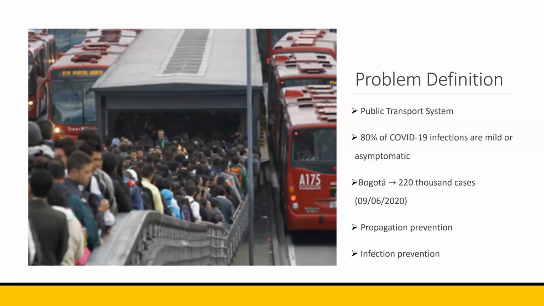In the picture, you can see how a high agglomeration happens in the public transport of the city of Bogota. Considering that 80% of COVID-19 infections are mild and asymptomatic, and that Bogota has the highest rate of infections in the country, we are trying to solve the problem of propagation and infection prevention in the public transport system for asymptomatic users.